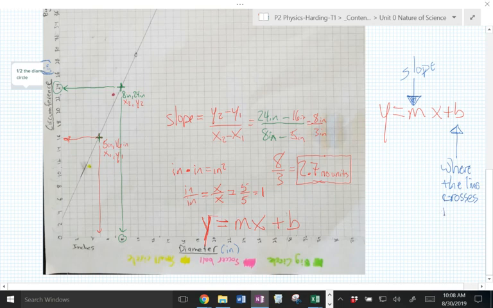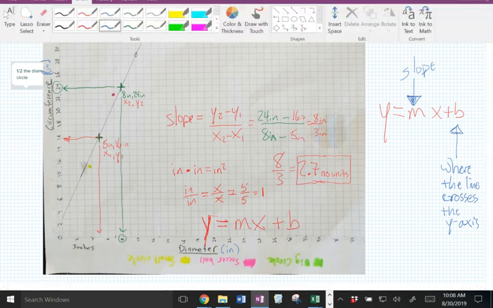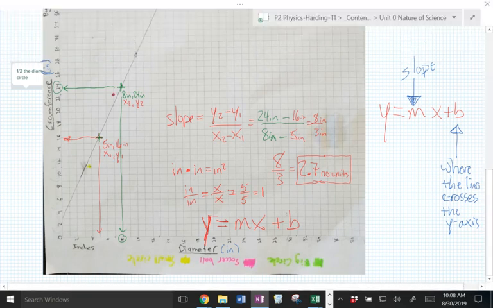Where the line crosses the y-axis. Okay? So then the other two things, this is the tough bit because you're not used to writing equations this way. What is y? What is x to this? Well, what is y to this graph? Run it by your neighbor. What is the y? What's on the y?